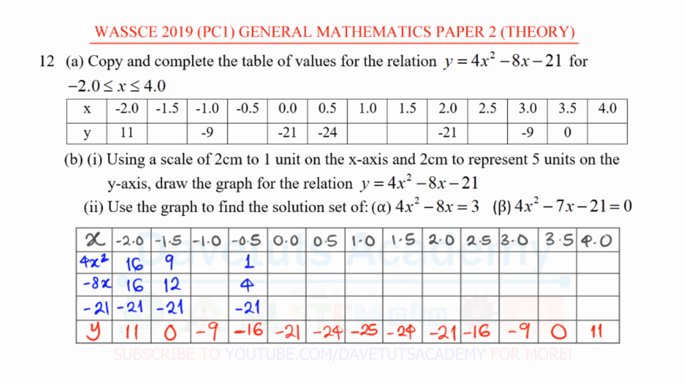So having this now, we can go and input all of this into the table. So I have 0 here, minus 9, then minus 16. When x is 1, y is minus 25. When x is 1.5, y is minus 24. When x is 2.5, y is minus 16. And when x is 4.0, y is 11. So this table, we've copied and we've completed it. You can now go ahead to draw our graph.